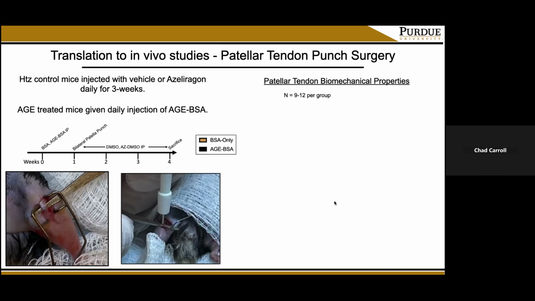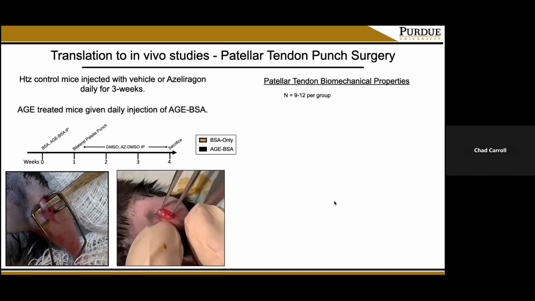And so what we did is we exposed the tendon. You can see the patellar tendon right here, and we essentially poke a hole in it. Okay, we have a little biopsy needle, and we go and take a chunk out. And then we sew them back up, and then they get to simulate the cell culture work. We inject them with either BSA or that AGE BSA that we created and we use in our cell culture, exact same molecule. And you can see what the hole looks like here.